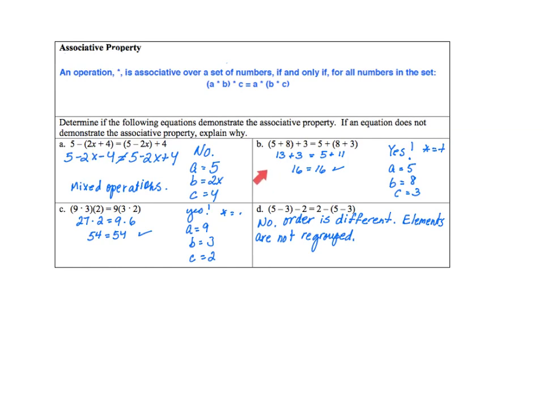Part B does show the associative property. The order of the elements are all the same. I just have switched the parentheses around. Part C does show the associative property. The order is the same. The parentheses are switched. Part D, this does not show the associative property. The order is different and the elements are not regrouped.